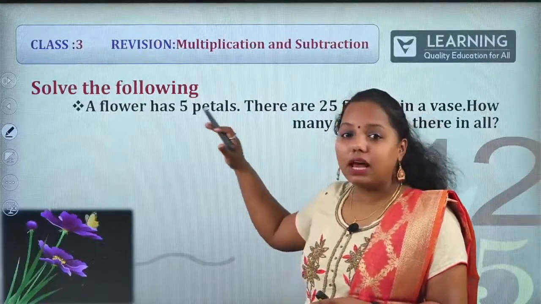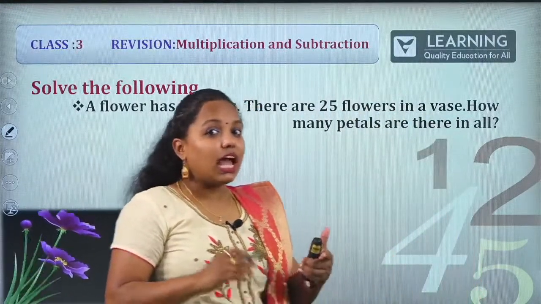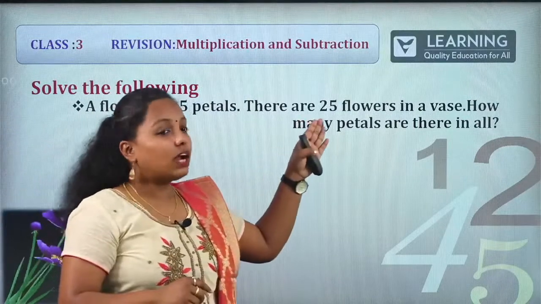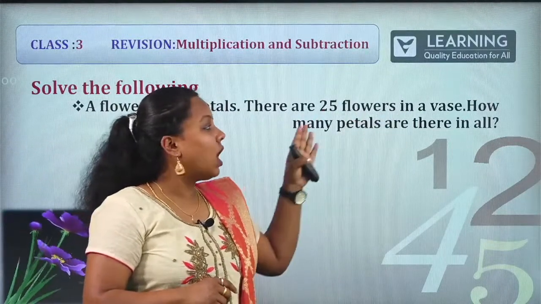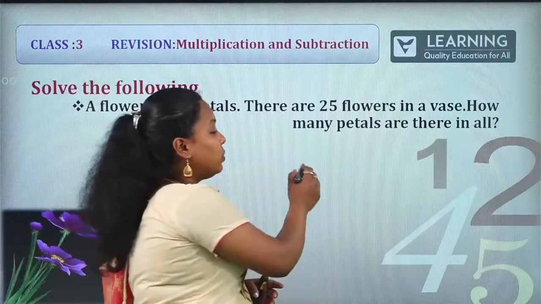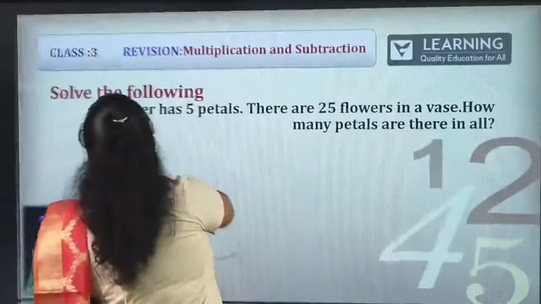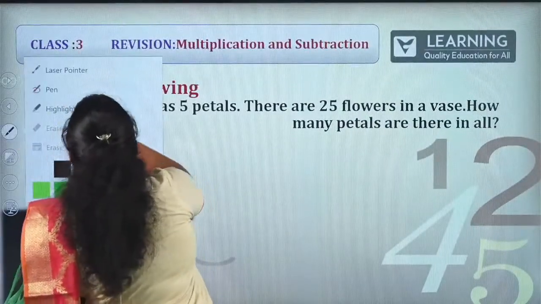Now, a flower has 5 petals. So these are the important problems. That is why I have taken it once again. So total there are 25 flowers in a vase. How many petals are there in all? So total you have to calculate how many petals are there. Well, my slide is moving to the next. Let me take my pen once again.